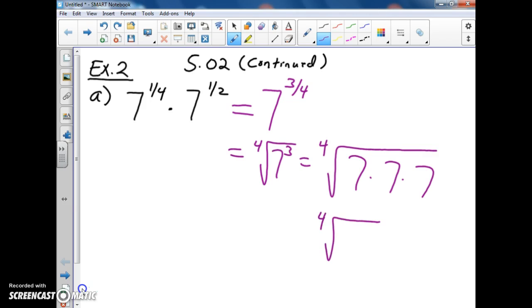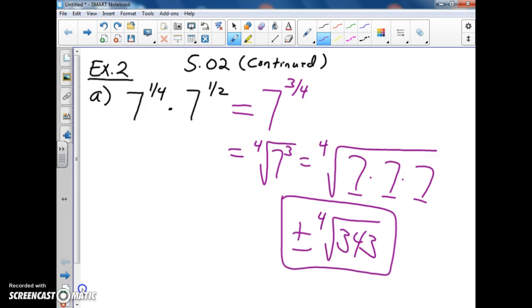343. Right. Okay. Nobody can come out of the house because there's only 3 of them, not 4 of them. Therefore, it's the 4th root of 343. Now, is it plus or minus? Yes, because it's a 4th root. It's even. Plus or minus. There you go. There's the answer right there.